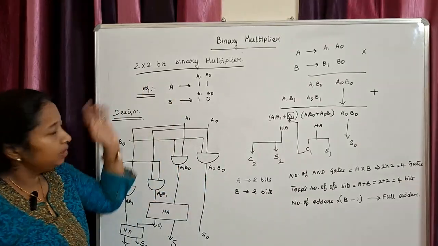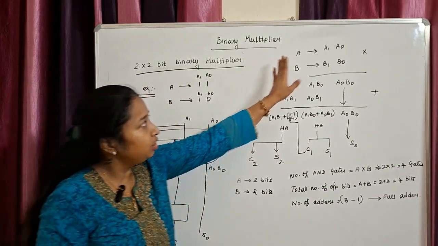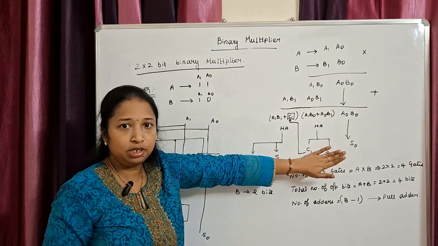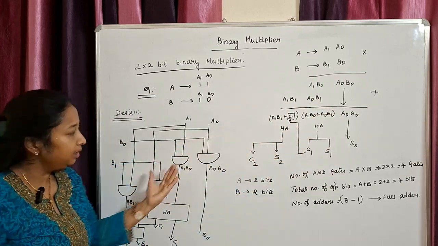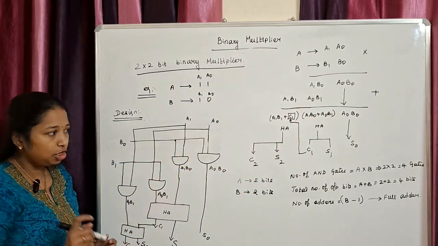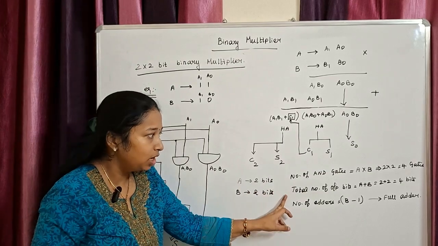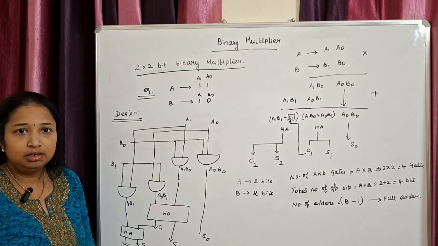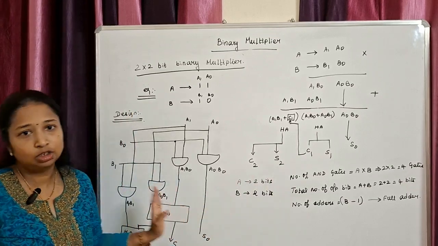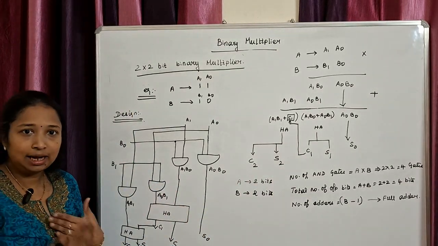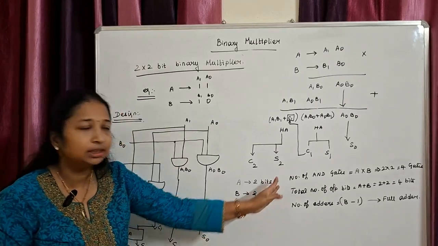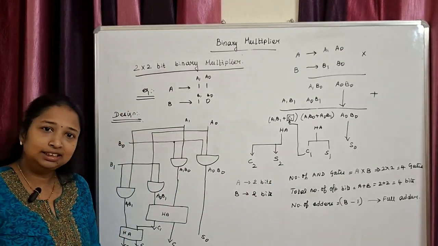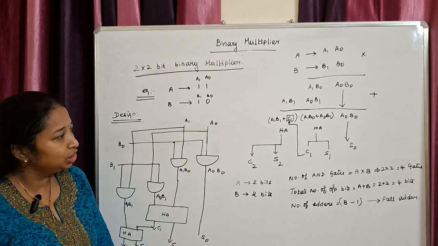Clear? Whatever input combination they're giving, take it to the generic form. Do the multiplication like we have done here and then take it to a design. Be sure of how many gates you require, how many output bits you will be getting and how many adders you require. Just cross check it with the formula so that it will be easy for you. From an examiner point of view, these are the few basic things they'll be looking into. Is it clear? I hope you're clear with this lecture.